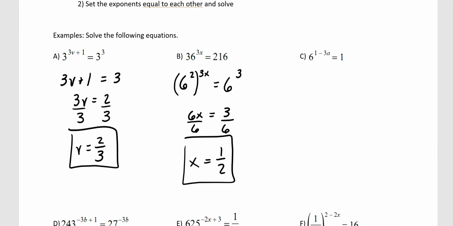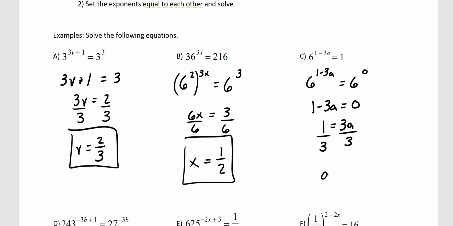I really like this one because think about, well, 6 is my base here, but this is 1. I can't write 1 in any way so that it becomes a base of 6. So I have to be thinking, well, 6 to the what power gives me 1? Oh, anything to the 0 power gives me 1, right? So I can say 6 to the 1 minus 3a equals 6 to the 0. And now I have a common base. So I can say 1 minus 3a equals 0. I can add 3a to both sides, divide by 3, and I find a to equal 1/3.